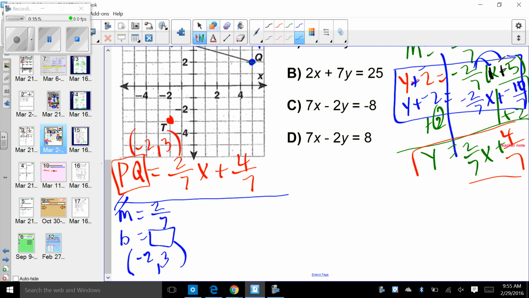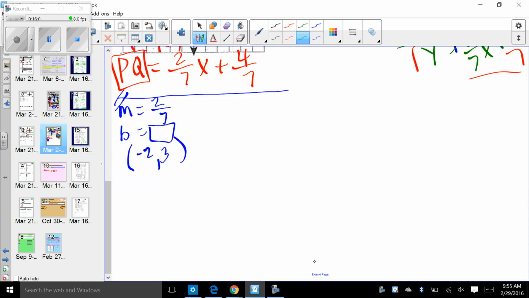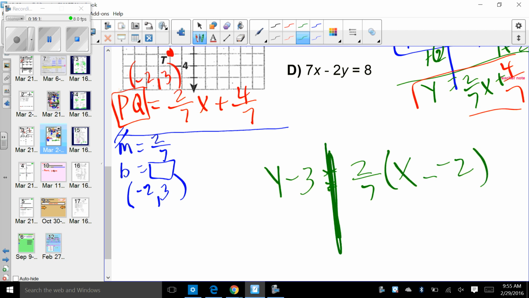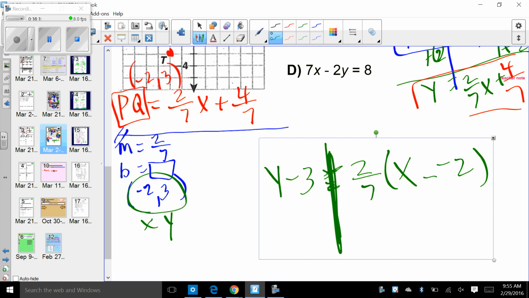Okay, I'm going to erase that there so we have some space to write. So I'm going to use point slope form, because I have a point and a slope, to find the b value. So we have y minus 3 equals, the slope is 2/7, because it's parallel. We're looking for a parallel slope. And then we have x minus negative 2. Point slope form. I'm using the point xy, and I'm using a parallel slope. I'm looking for the equation of the line that goes through T.